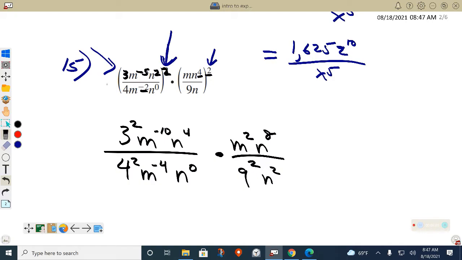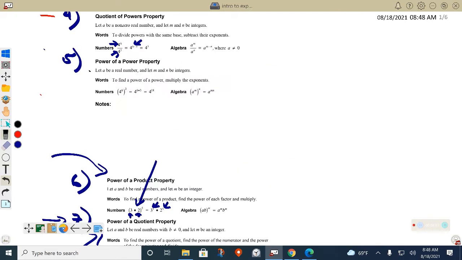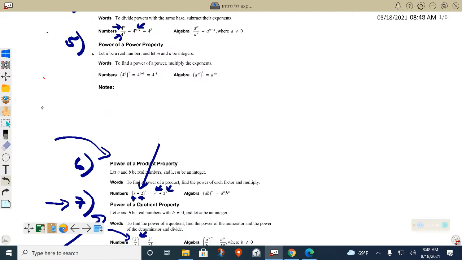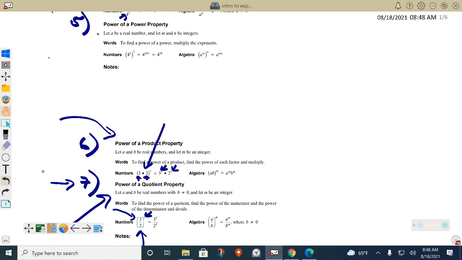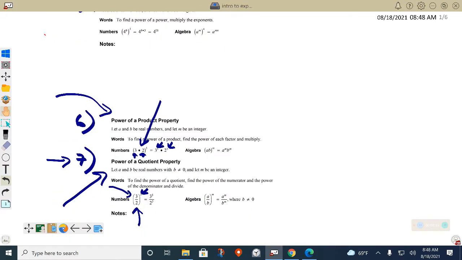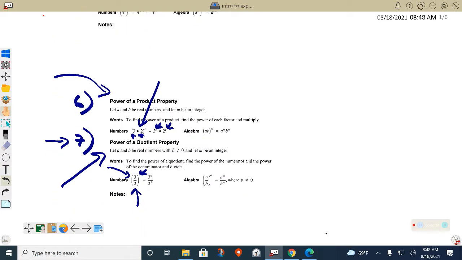Questions so far? So all we've done is use the 6th and 7th rule. Well, the 5th, the 6th, and the 7th, to be more correct. I like the exactitude and the precision.